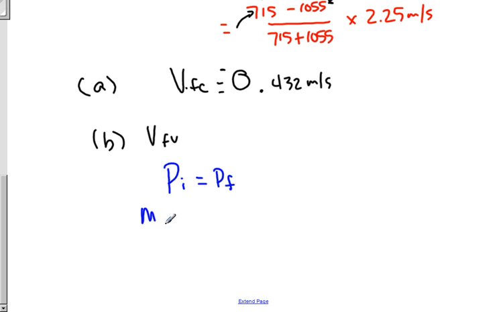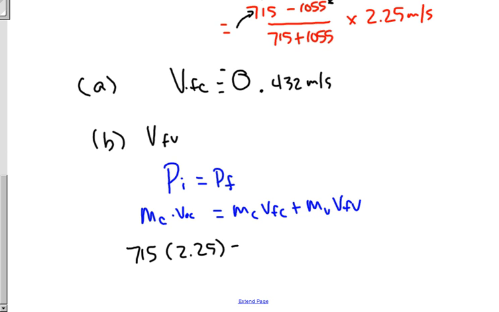Our initial momentum is the mass of the car times the initial velocity of the car, and that's going to equal the mass of the car times the final velocity of the car, plus the mass of the van times the final velocity of the van. As we plug all these things in: 715 for the mass of the car, 2.25 for the initial velocity of the car, 715 again for the car's mass, a final velocity of negative 0.432, and we add that to 1,055 times the V final of the van.